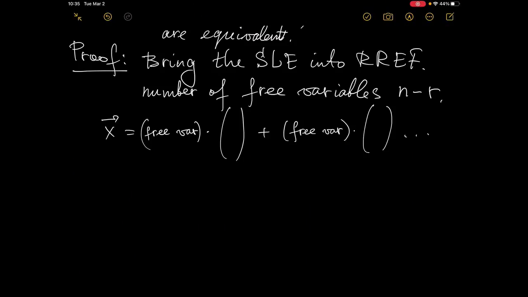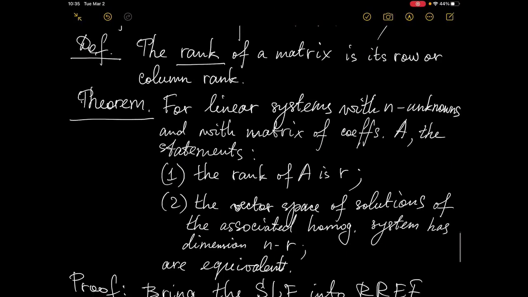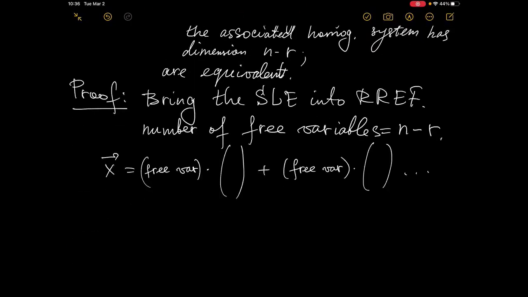Yes. Because what is the total number of variables, of unknowns? It is n, right? Because we started with n unknowns. Then what will be the number of free variables? It is the number of unknowns minus the number of leading ones, right? And the number of leading ones is exactly equal to the rank, as we know.